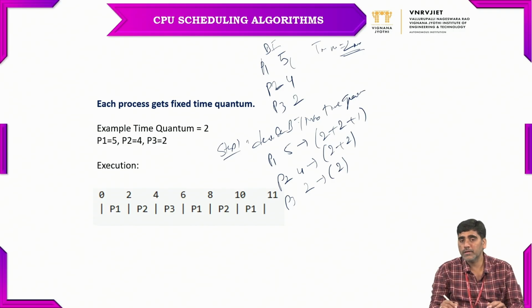So now draw the Gantt chart. To draw this Gantt chart, first we have to move P1 into the queue.